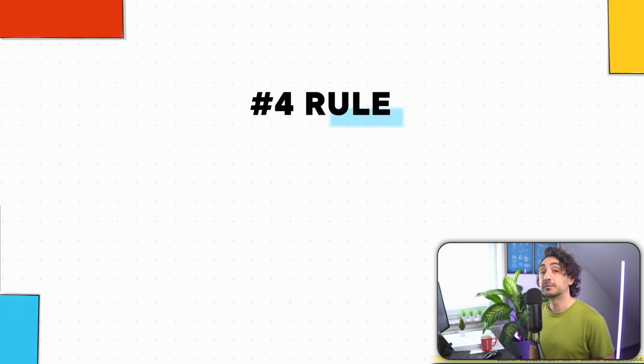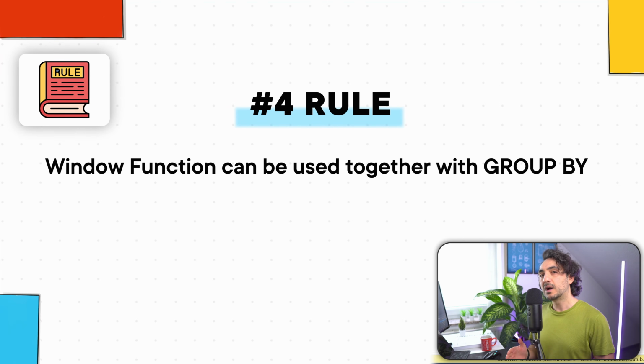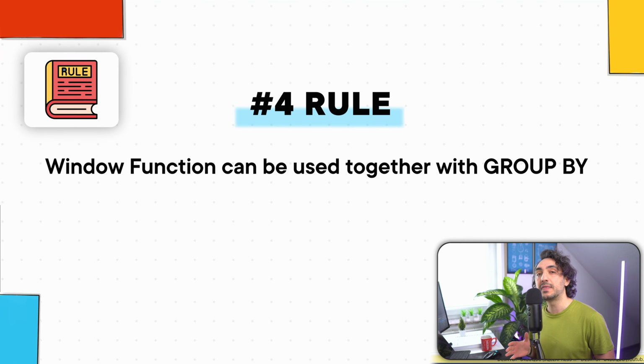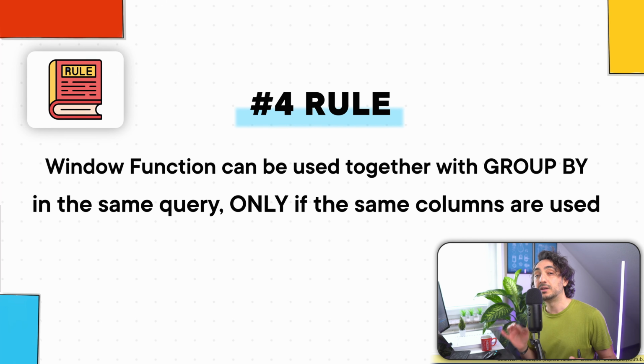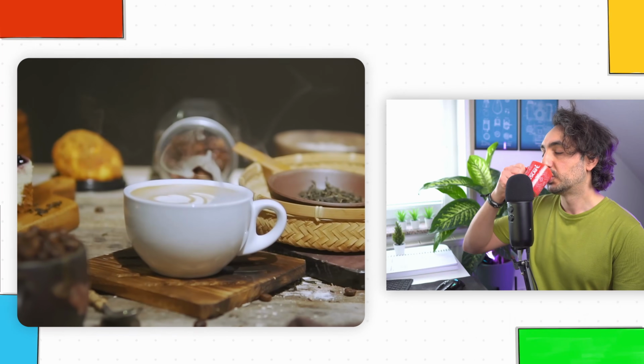Okay guys, now we're going to move to the last rule, the most interesting one, and it says the following. You are allowed to use the window function together with the group by clause only if you use the same columns. So let me explain what I mean, but first some coffee.